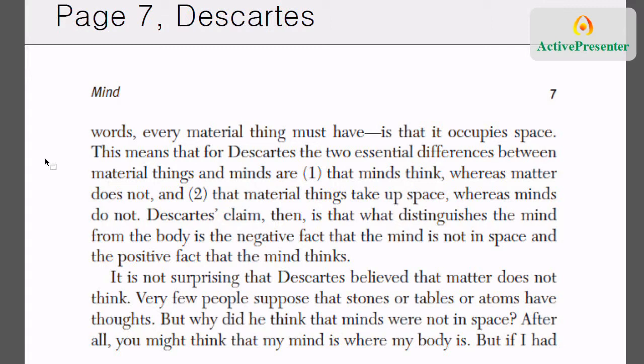Descartes' claim then is that what distinguishes the mind from the body is the negative fact that the mind is not in space, and the positive fact that the mind thinks. Okay, so for Descartes, the mind is this immaterial, non-physical substance that thinks and could exist without the body. And so a belief, say, would just be one part of that immaterial mind.